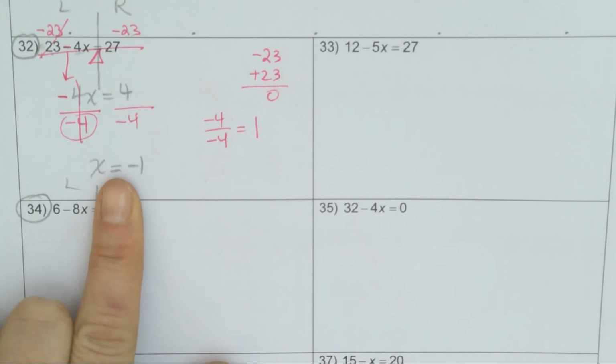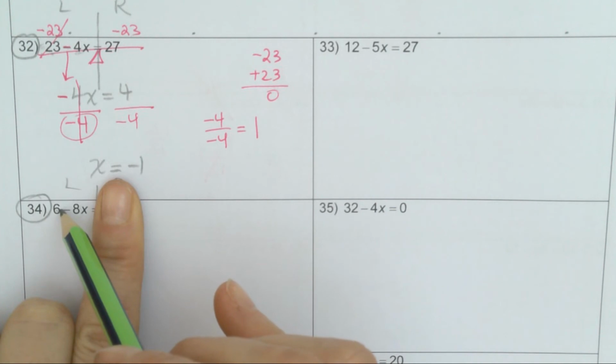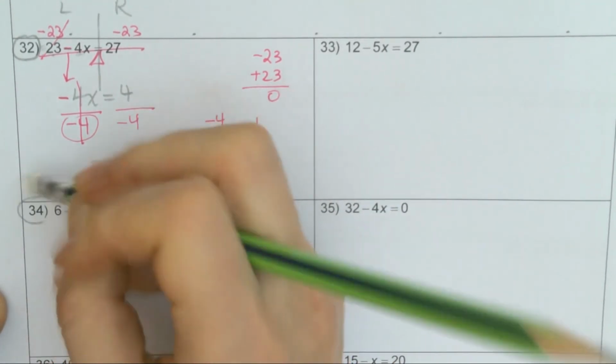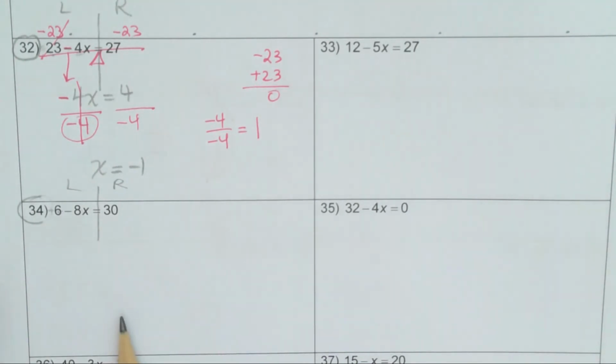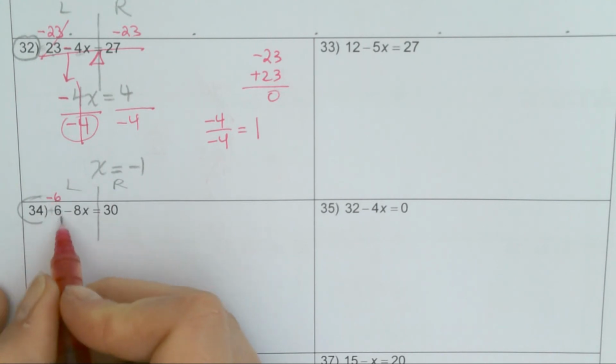Yeah, it's the 6, because the 6 is far away. He's far away, so let's get rid of the neighbor. There's nothing in front of the 6. If there's nothing in front of the 6, it means it's a positive 6. So what's the opposite of positive 6? Yeah, minus 6. So I'm going to minus 6 from this side.